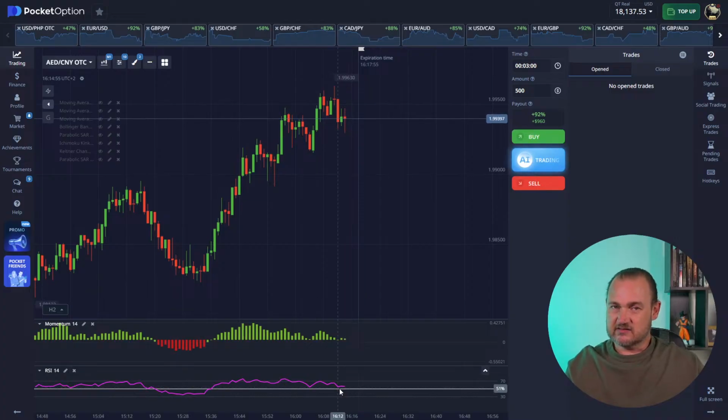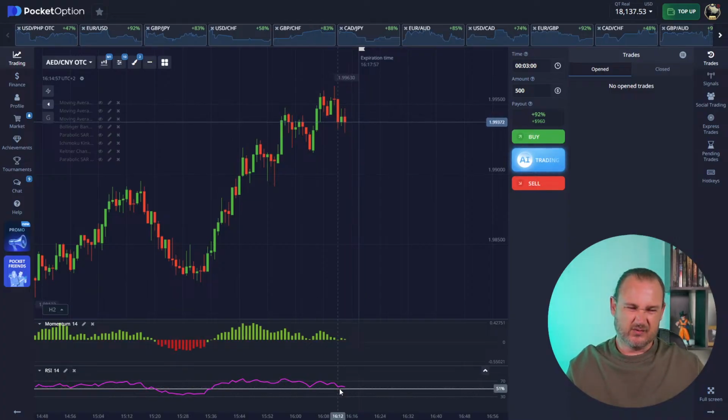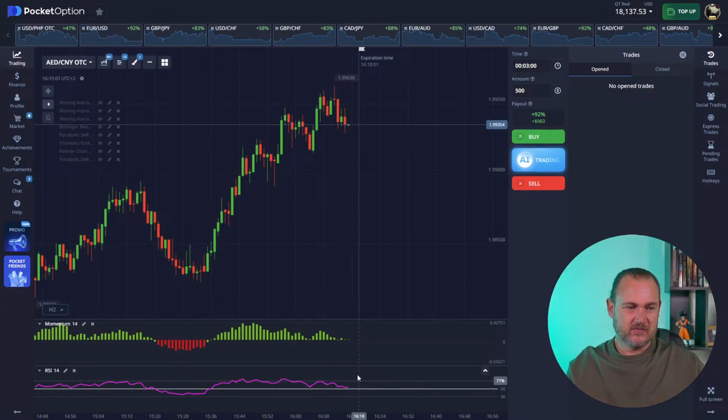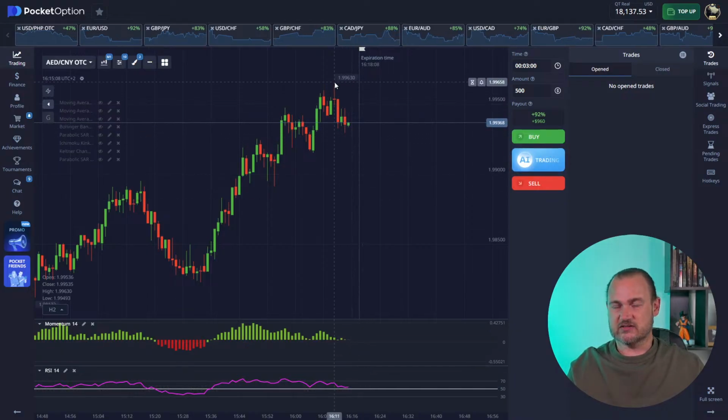Like I said earlier, it's not always going to be perfectly on the line. It's going to be a zone. It's going to be an area. So we're testing now. We're going to wait and see if price continues, turns back upwards. Now we'll just go with the buy.